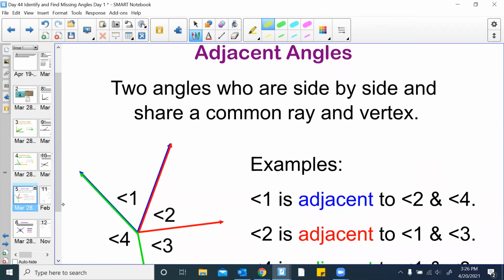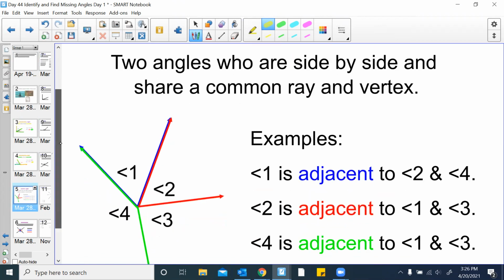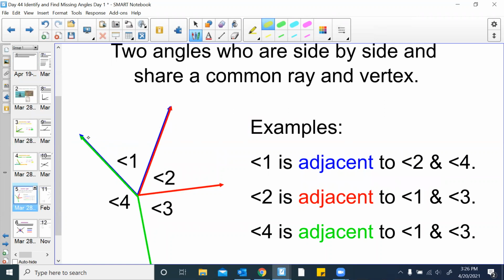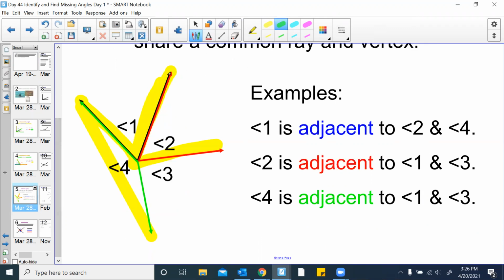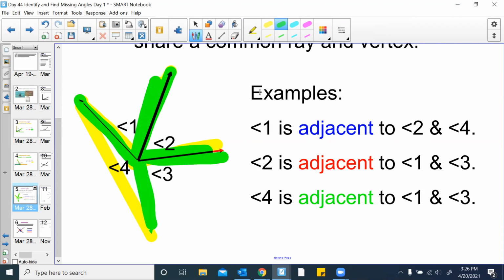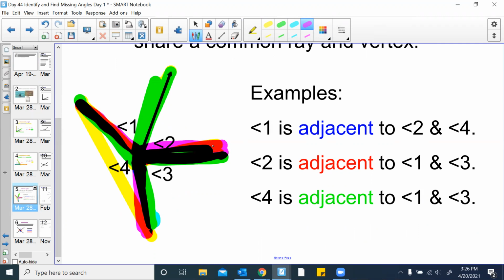Adjacent, think of this word. You have probably heard this word, maybe even used it before. Adjacent just means next to. So if I want to find the angles that are adjacent to 1, I know that they're going to be 2 and 4. The angles adjacent to 2 would be 1 and 3. The angles adjacent to 3 would be 4 and 2.